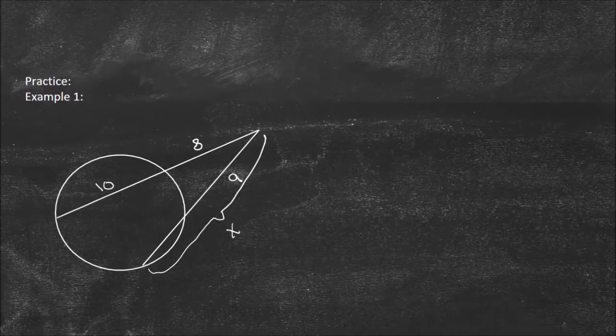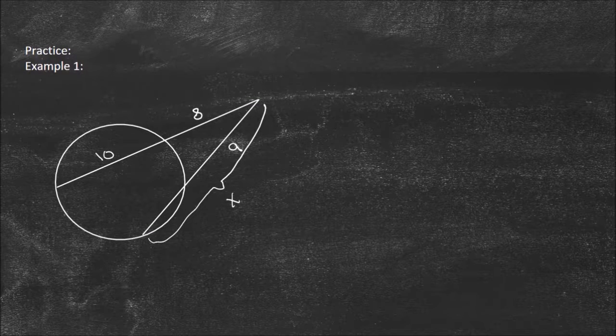So, example 1. They give us this, and we need to figure out what x equals. The first thing you need to do when you get problems like this is identify which rule you're working with. Do I have an intersecting chords problem? Do I have a secant tangent problem? Or do I have a secant problem? So let's identify that first.